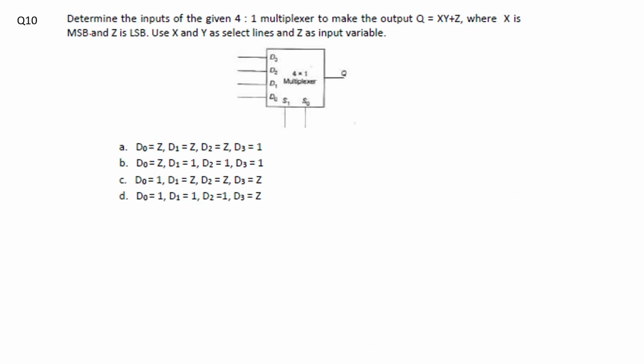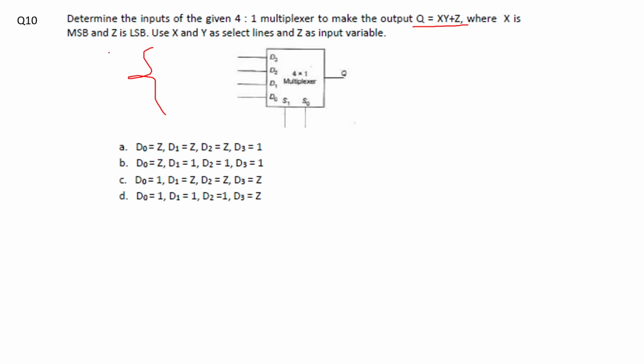So here the question asks us, determine the inputs of the given mux. We need to determine these inputs D0, D1, D2 and D3 of the given multiplexer to make the output Q equal to XY plus Z, where X is MSB.